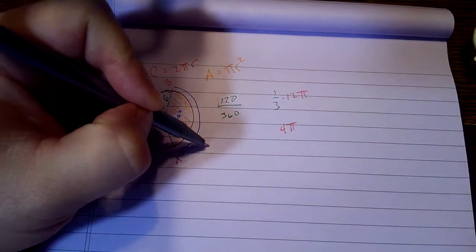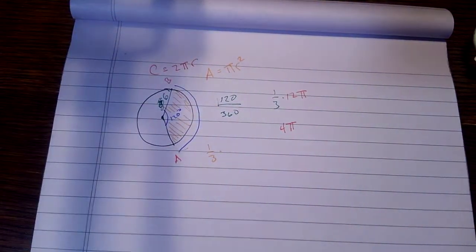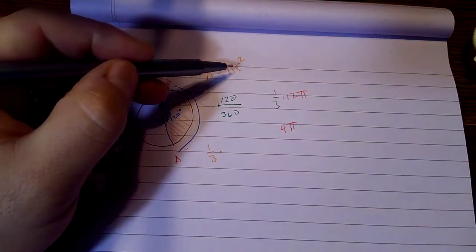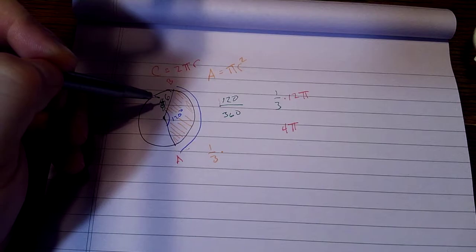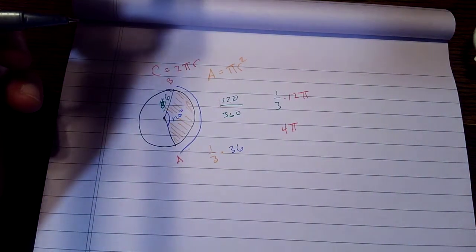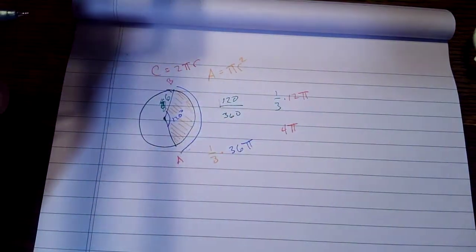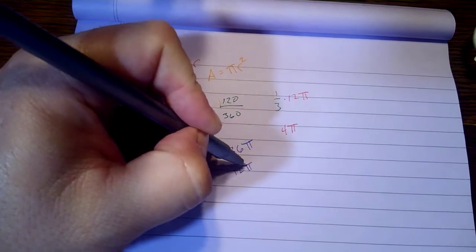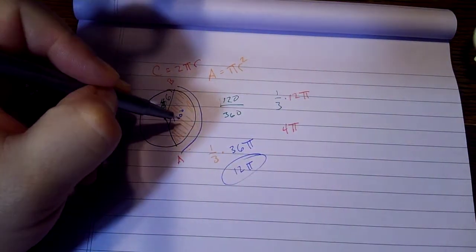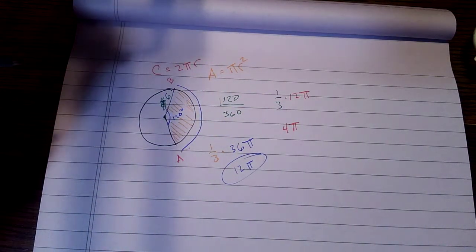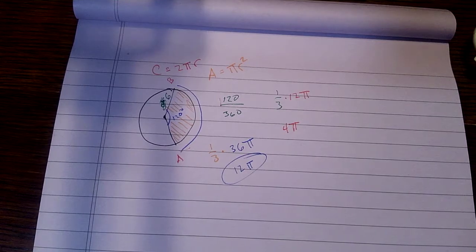Okay, so now I'm going to say 1/3 times pi r squared. So r is 6, so 6 squared is 36, so I'm going to have 36 pi. I can divide 36 by 3, and that gives me 12 pi. And that is the area of that shaded region. And we're done. Again, that's it. Leave it in terms of pi. Don't do anything more than that.